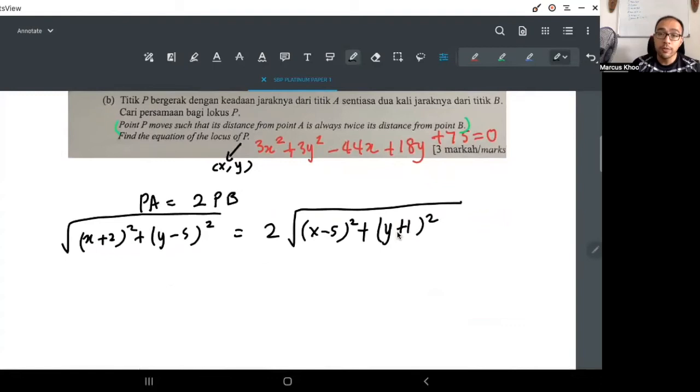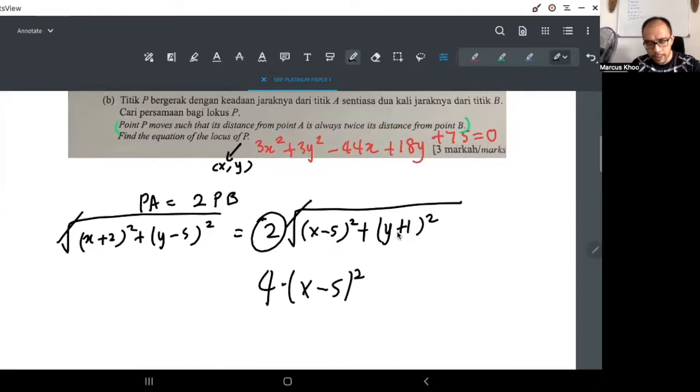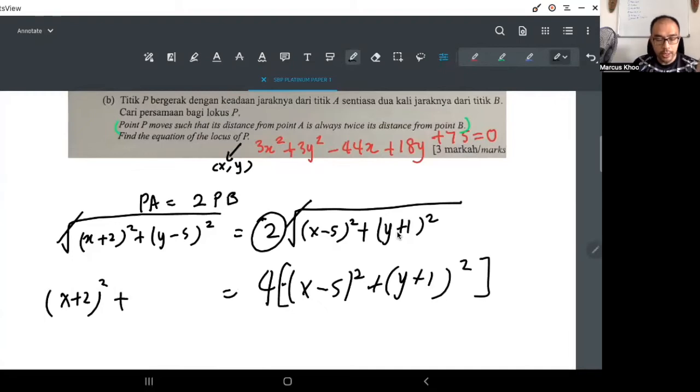Okay, and then don't forget, when you get rid of the square root, this number must become 4. Okay, so 4 times x minus 5 squared plus y plus 1 squared equals to x plus 2 squared plus y minus 5 squared. Okay, so kembangkan, simplify. You should be able to get this answer. 3x squared plus 3y squared minus 44x plus 18y plus 75.